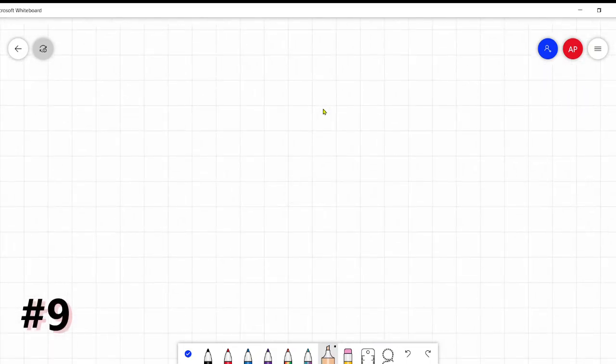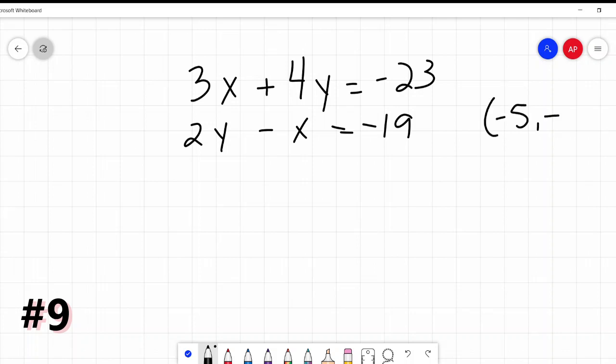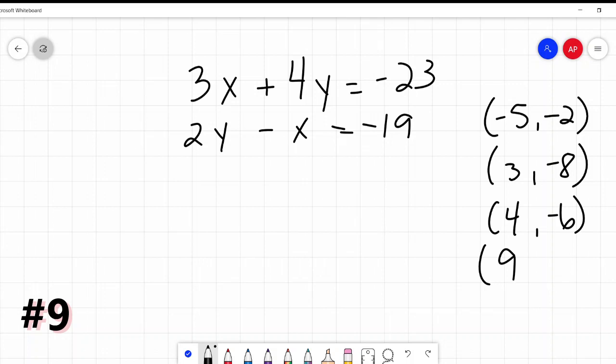Right, on to number 9. We are given these two equations. 3x plus 4y equals negative 23. 2y minus x equals negative 19. And they want you to get the solution to this system of equations. We are given these answers: negative 5, negative 2; 3, negative 8; 4, negative 6; and 9, negative 6.